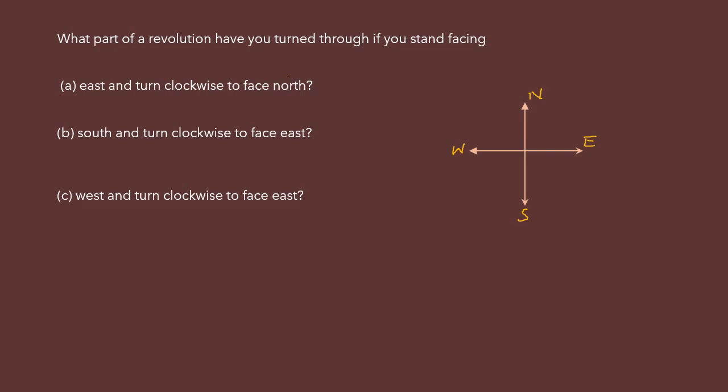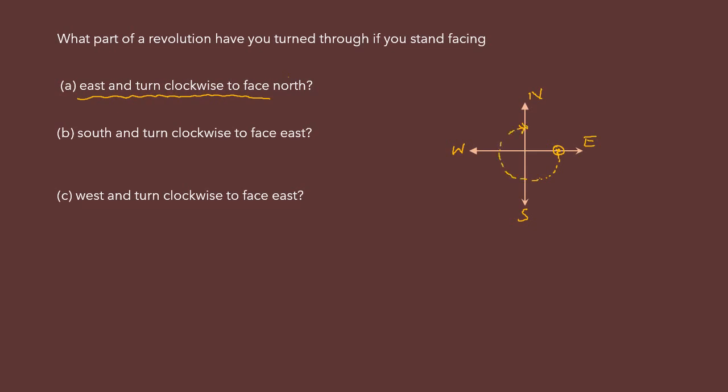The question is, you are looking east. What part of a revolution have you turned through? You are standing here facing east, and you turn clockwise, how the clock moves. And you are reaching north. You have to face north. So clockwise you are rotating and then you are reaching the north direction.